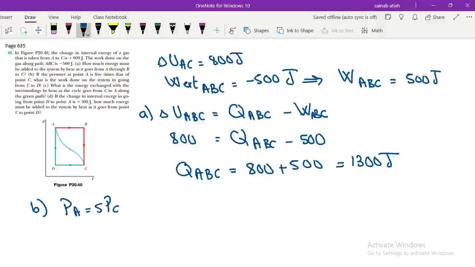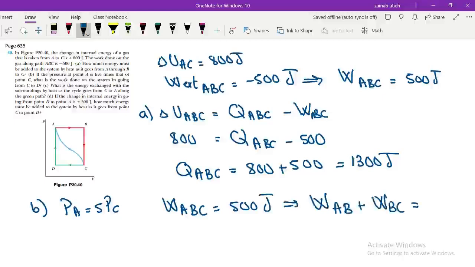The problem in this part is that we have no coordinates for A and C and other points. We have nothing related to work other than the work for ABC, which is equal to 500 joule. So we will use this work ABC. You all know that the work of ABC is divided into processes: the work during AB plus the work done during BC, which is equal to 500. The work done during BC is 0 because BC is an isochoric process. So we can deduce that the work done by the gas during the process AB alone is 500 joule.